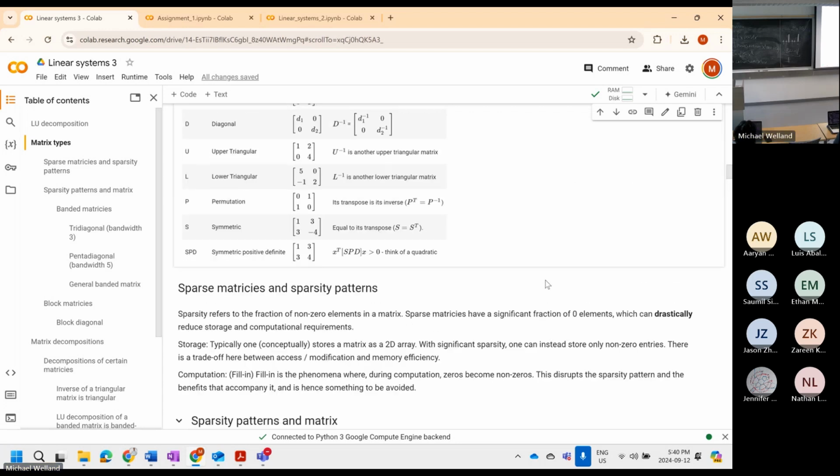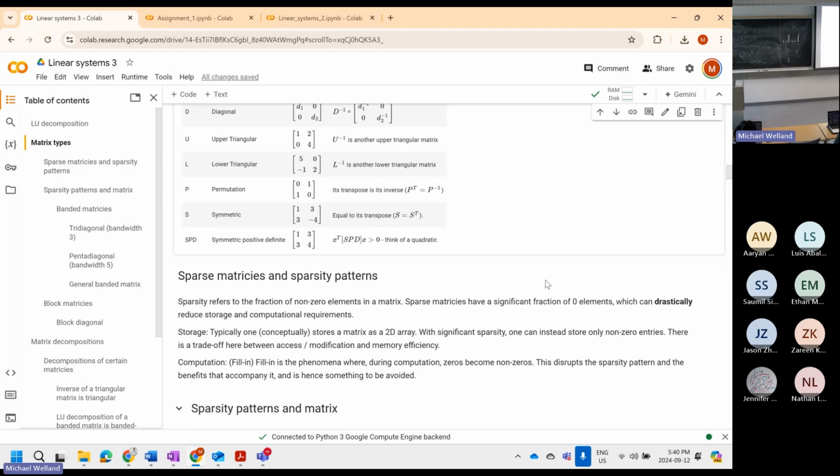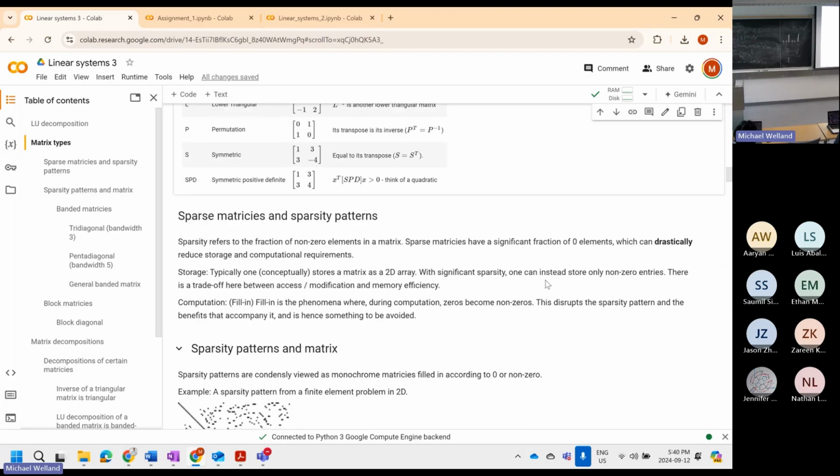Sparsity. Just raise your hand if I'm going too fast on this one. Sparsity refers to the fraction of non-zero elements in a matrix. Usually there will be a significant number of zeros in your matrices, and it drastically reduces storage and computational requirements. Very, very important. Sparsity is basically your saving grace with all this. A lot, if not most, engineering problems have not just a lot of sparsity, but structured sparsity. And when you can structure your sparsity, then things become very efficient. We'll see.